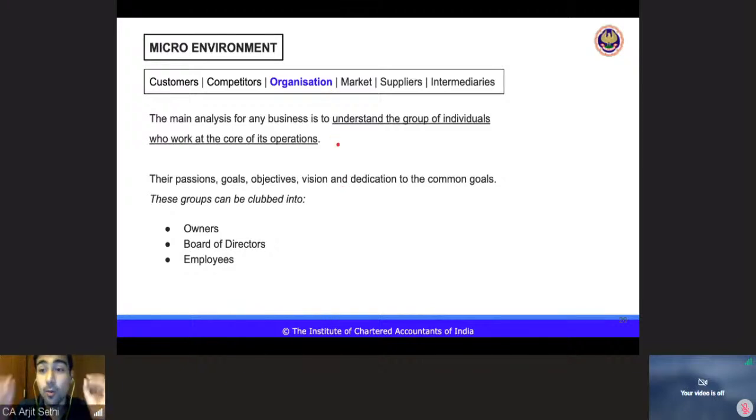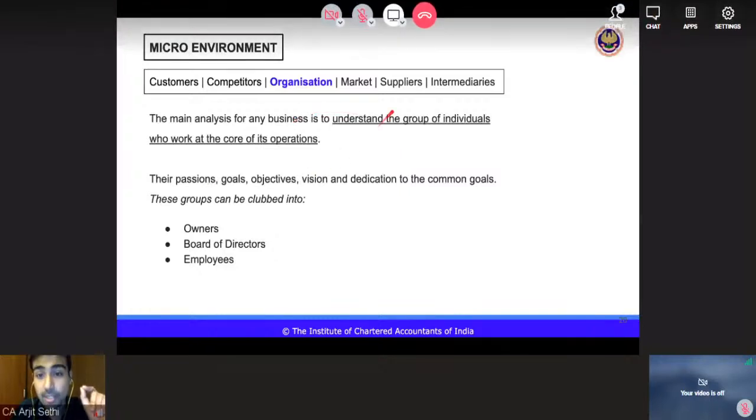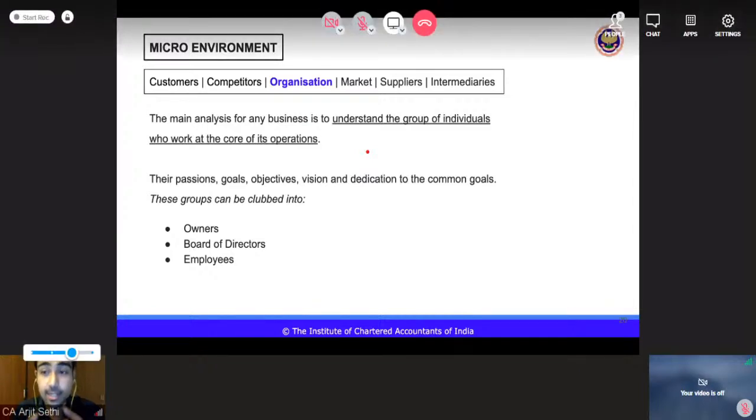What does the environment do? Environment is anything or everything within or outside the business which is actually affecting its decision making, right? So this is something which is inside the business, in the micro environment, and it is affecting the decision making, the passions. What are the type of people working at the core of the operations, at the center of the business? That is actually affecting the decision making. That is why this is a part of the micro environment, right?